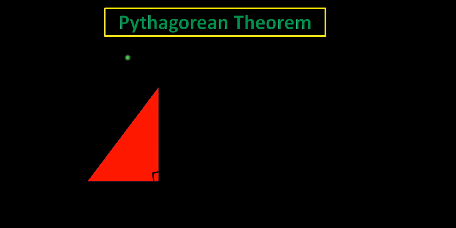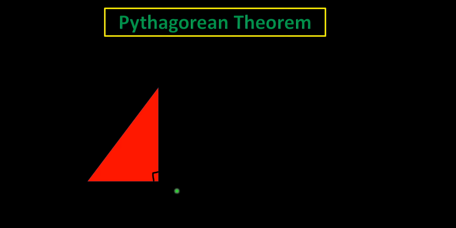In this lecture, I'd like to go over the Pythagorean theorem. The Pythagorean theorem describes the relationship between the three sides of a right triangle. So it's only used for right triangles. And you know it's going to be a right triangle when you see that little box in the right-hand corner.